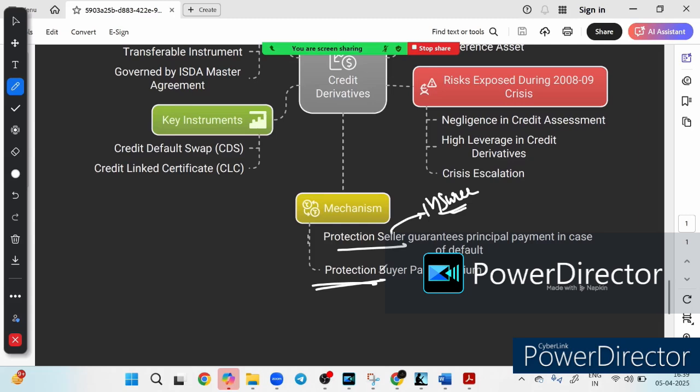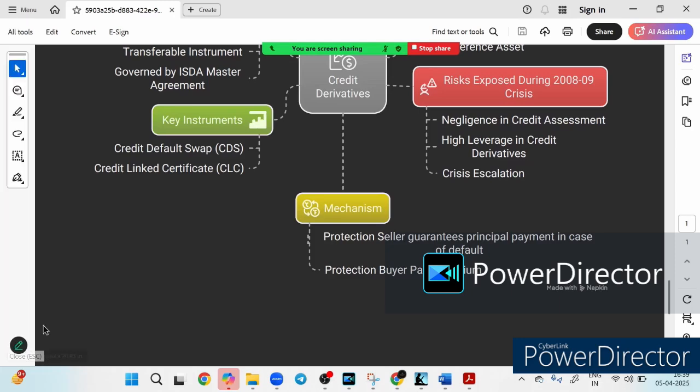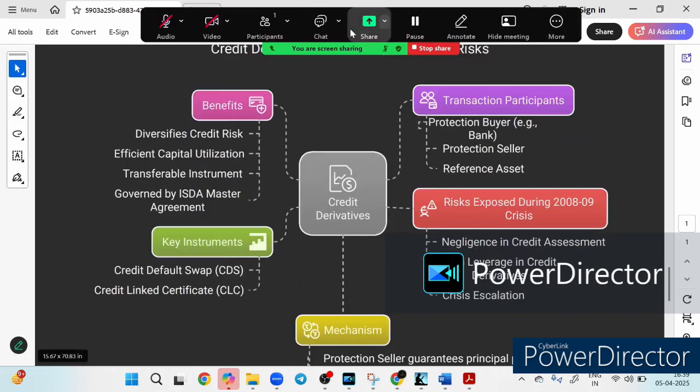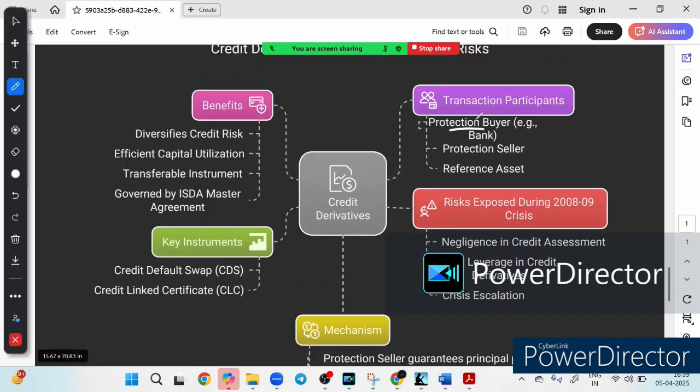You can think of it like car insurance. You pay a premium, and if an accident happens, the insurer covers the damage. That's it. Now who are the participants in this credit derivative? The first participant is the protection buyer, that means the bank, the investor. They want to hedge against default risk. The second is the protection seller, meaning the insurer, the hedge fund. They take the risk in exchange for a premium.